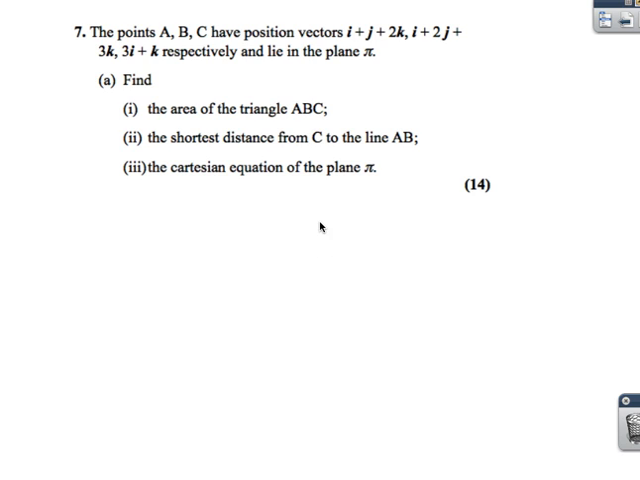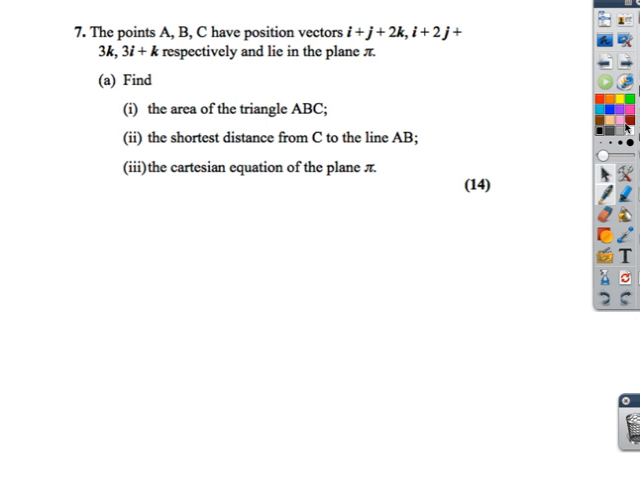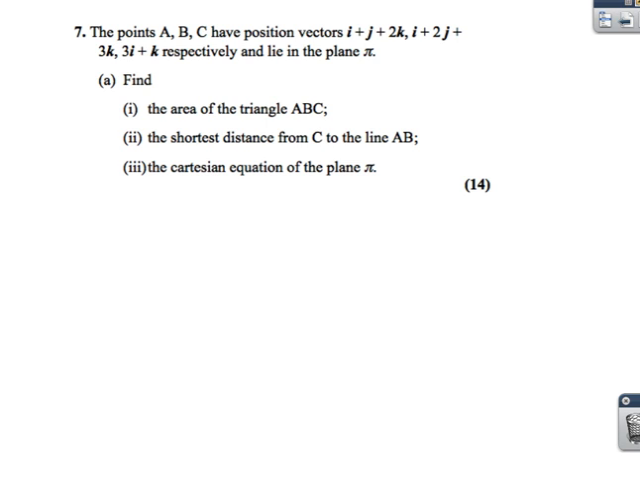Okay, so we're going to have a look at another high-level IB vectors question. Again, this is from section B, so it's quite a lengthy question. This is the first part, which is worth 14 marks. We've got points A, B, C, and we know that they lie on a plane. We've got to find the area of the triangle ABC, the shortest distance from C to the line AB, and also the Cartesian equation of the plane.